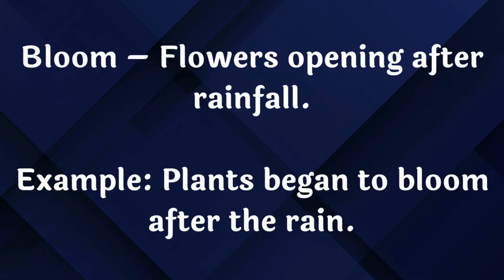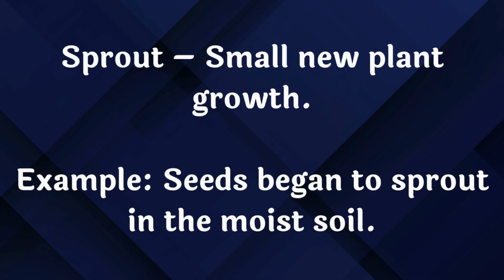Bloom, flowers opening after rainfall. Example: plants began to bloom after the rain. Sprout, small new plant growth. Example: seeds began to sprout in the moist soil.